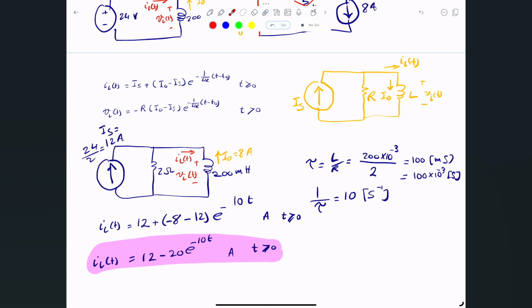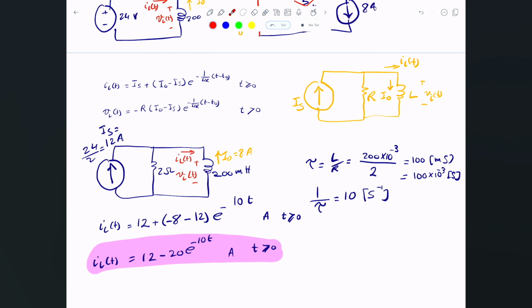And let's do a quick sanity check. At t equals 0, right before and right after, we should get negative 8. If you think about it, t equals 0, e to the power 0 is a 1. So that leaves me with 12 minus 20, which is negative 8, which is exactly what we have in here, because this is the I of t, and initially we have negative 8. And at infinity, let's assume t is infinity. That means the whole exponential term goes to 0, so we end up with 12. And if you think about it, this becomes like a short circuit, so this will be shorted out. So this current will be flowing in here, and that will be exactly 12 amps, and that's what we have in here.